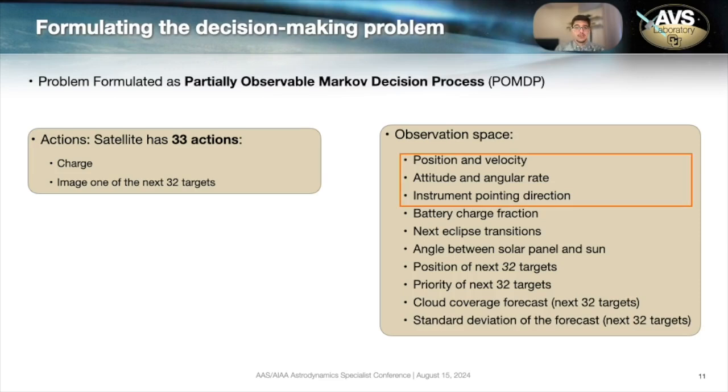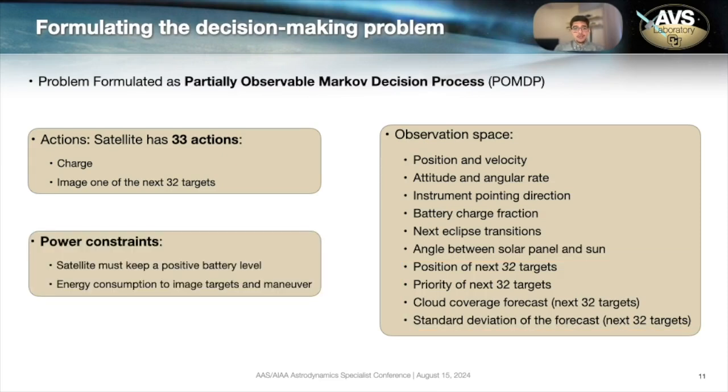It has information about satellite states, position, velocity, charge levels, battery levels, when the next eclipse is going to happen, and also information about targets such as position and priority. Priority varies from 0 to 1 and represents the importance of the target. Also, the satellite can observe the cloud coverage forecast and the confidence in that forecast, that's the standard deviation of it. We also have power constraints, so the satellite must keep a positive battery level at all times. If it reaches 0 or below, it's a terminal condition and we end the episode.